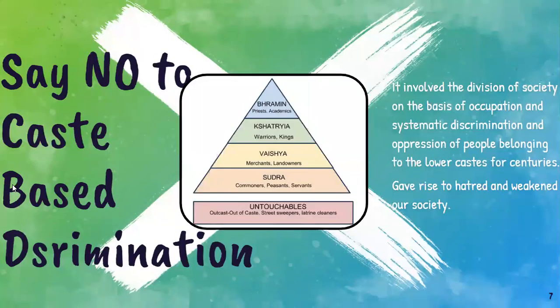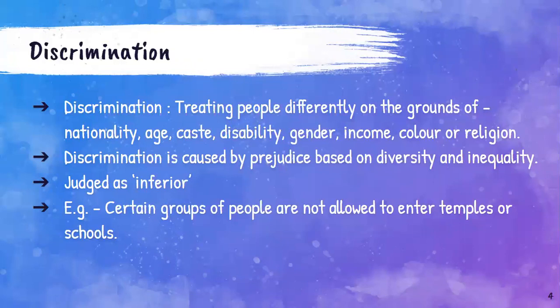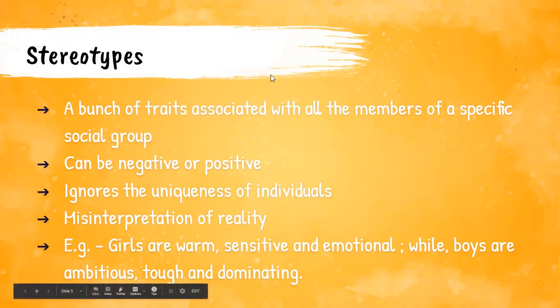what we've covered. We've covered prejudice, discrimination, and stereotypes. Prejudice is when we form negative attitudes and opinions about people. When we act upon the prejudice, it leads to discrimination, wherein we treat people differently. And stereotypes is when we associate a bunch of traits to a particular group, which can be negative or positive both. So this is stereotypes. With this, we cover half of the chapter, and I hope you understood the major concepts that we've covered in this chapter. Thank you so much.